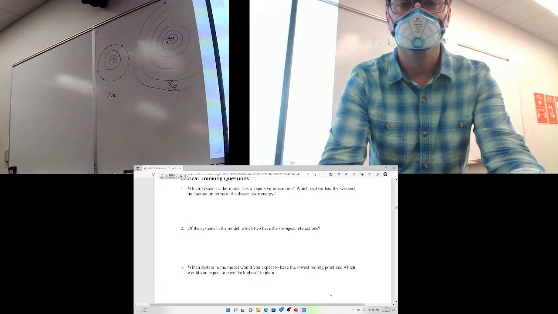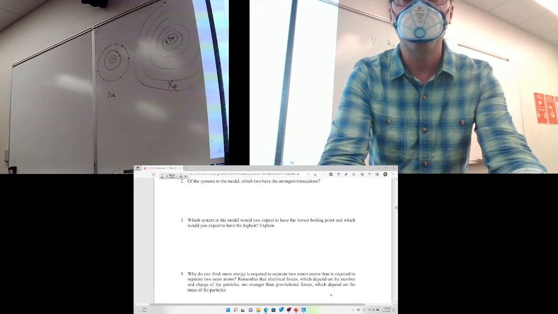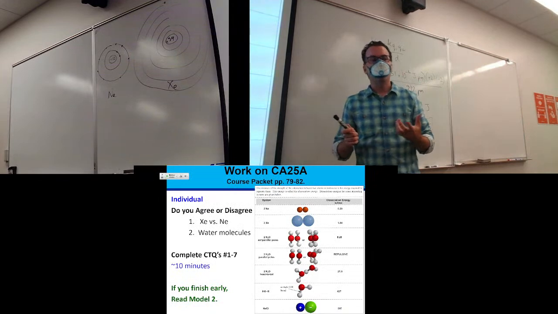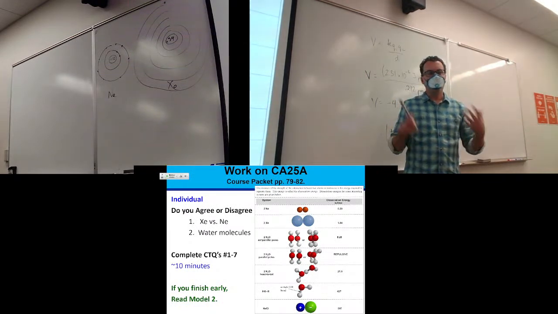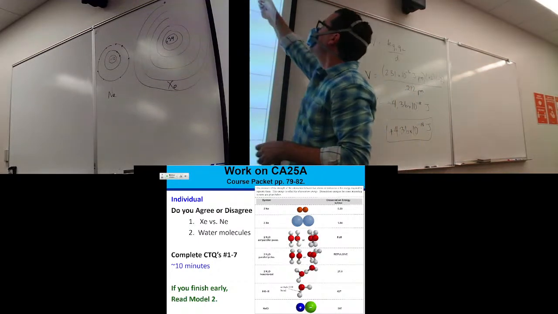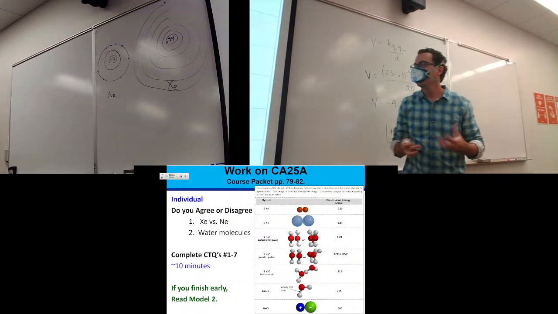What else do we have here? Which system in the model would you expect to have the lowest boiling point? Where would you expect to have the highest? So boiling point, this is a physical property. IMFs are going to affect physical properties, boiling points. That's going to have the lowest boiling point because it has the weakest IMFs.